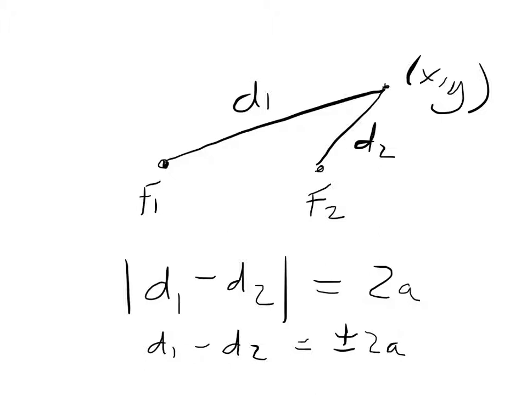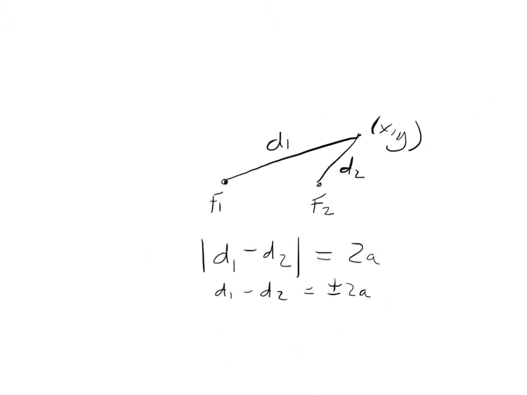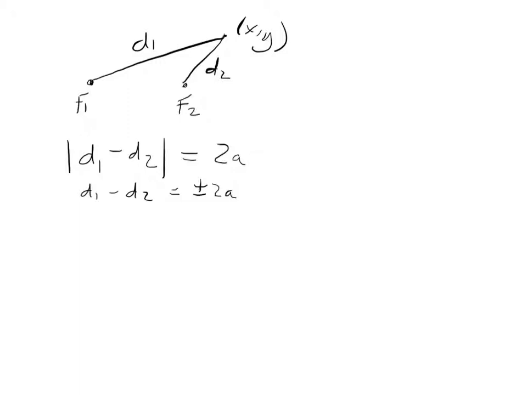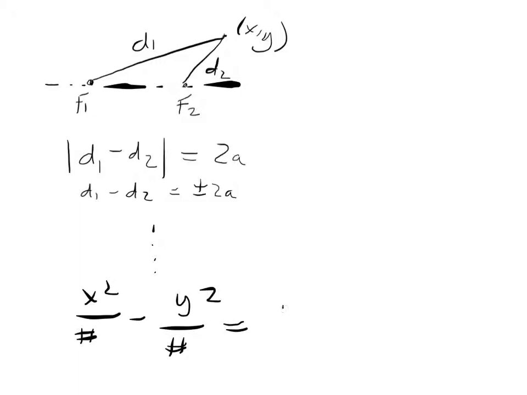If you go back in a coordinate system and set this up using the distance formula, and simplify, eventually you're going to get to a point where, in this case we're looking at a horizontal hyperbola that's going to open left and right, you're going to get down to an x squared over a number minus a y squared over a number equals 1.